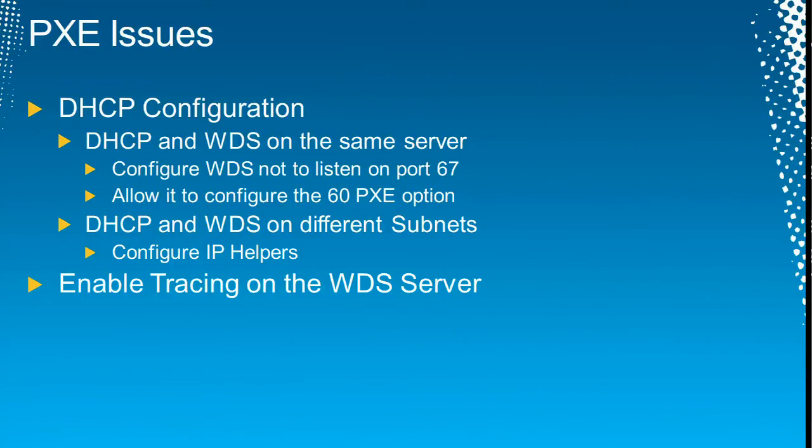IP helper is simply your first choice, because that's the quickest and most reliable way of dealing with multiple VLANs. You will even find hardware failing on you. It can't do Pixie at all because it doesn't support the tags or the options coming from the DHCP server. So IP helpers is much more reliable.